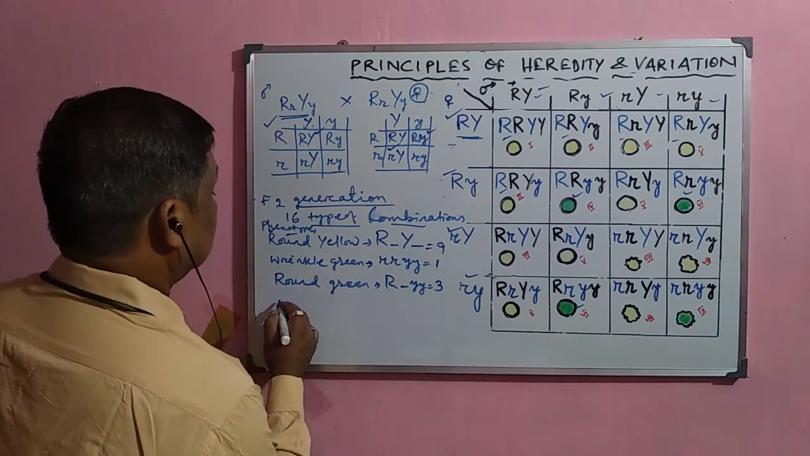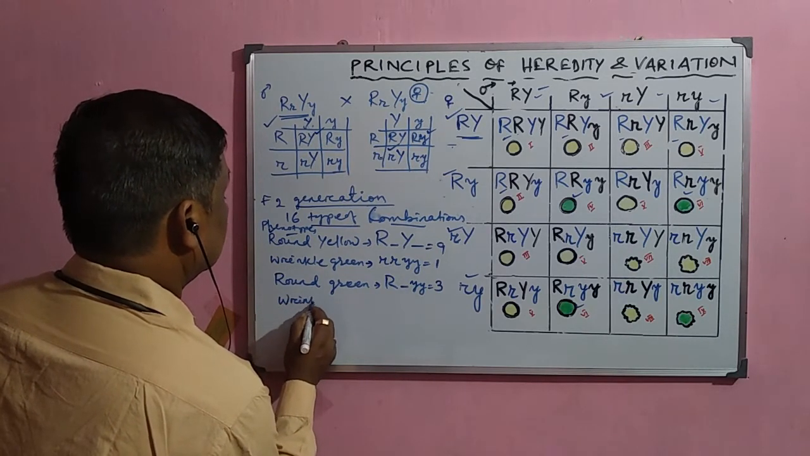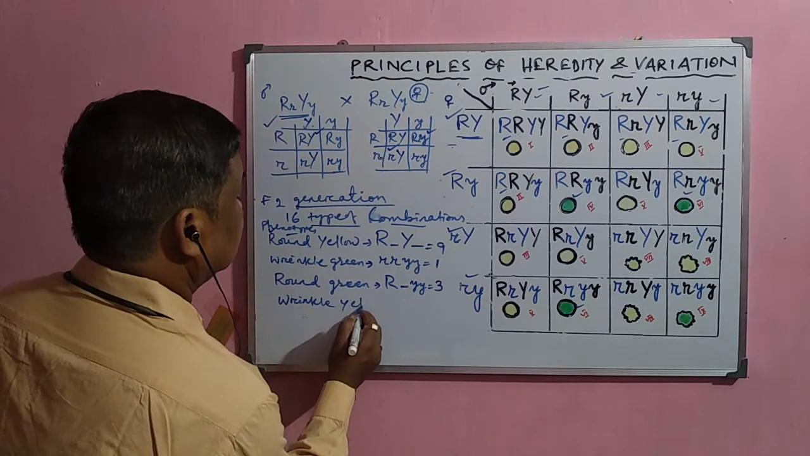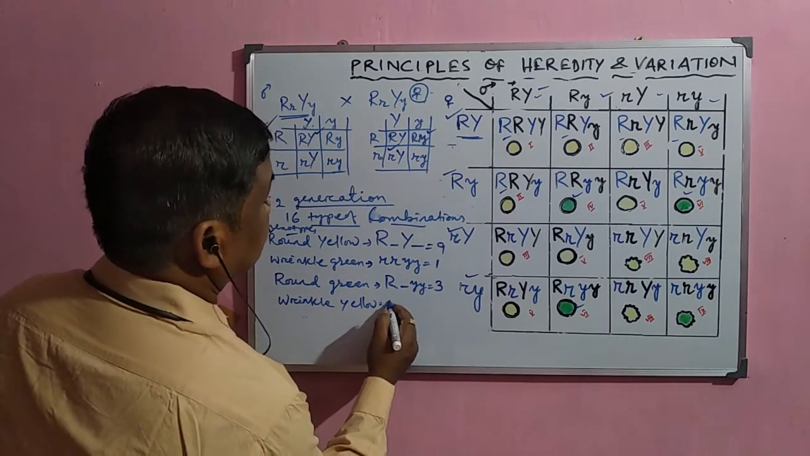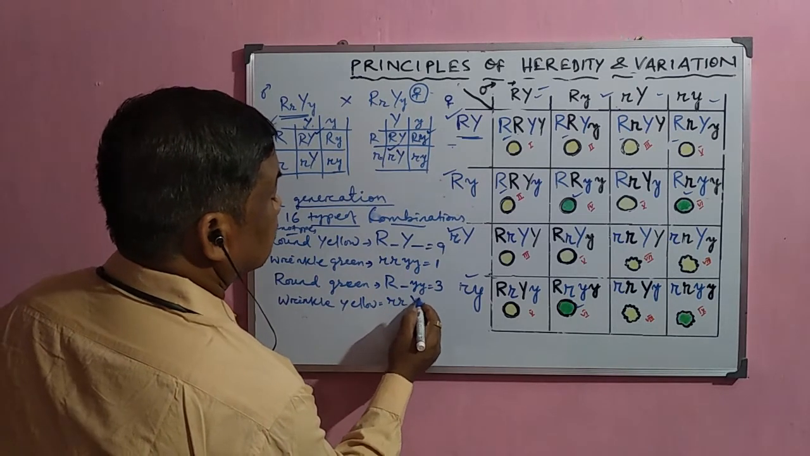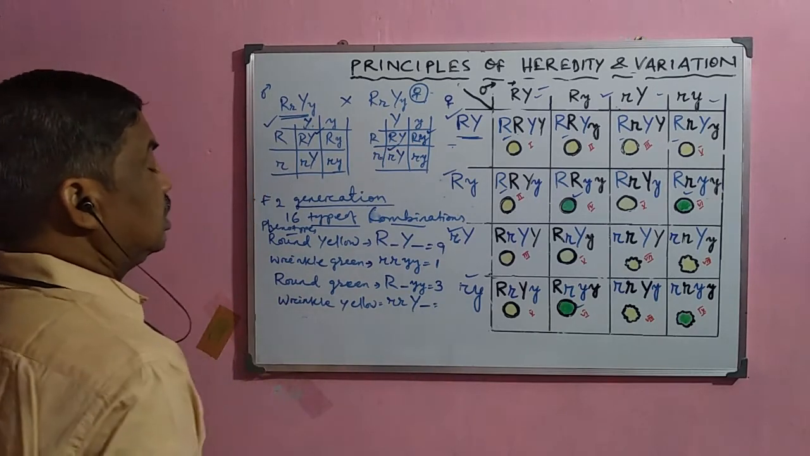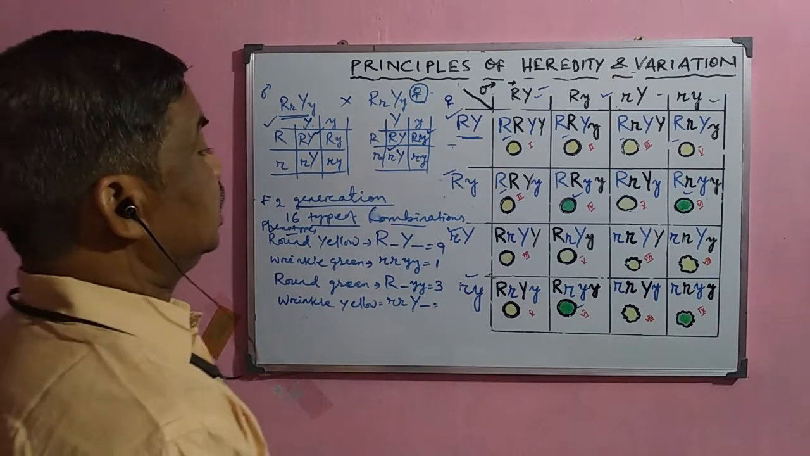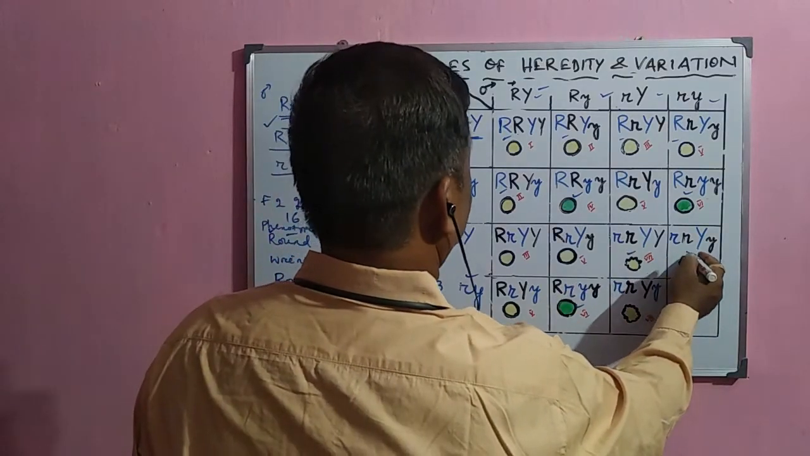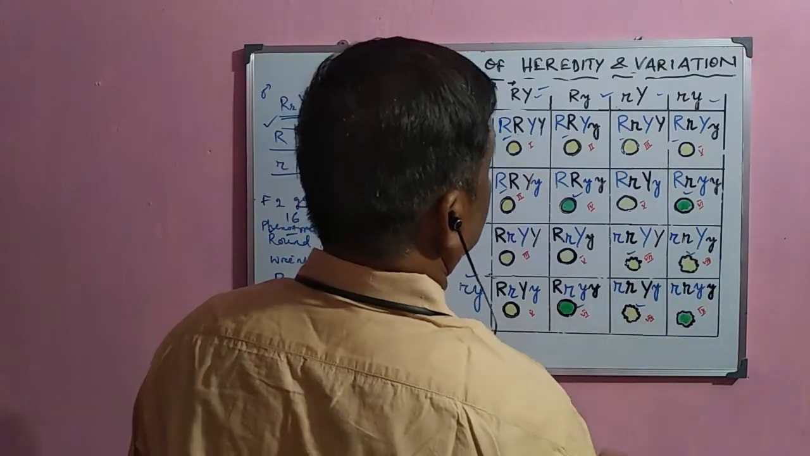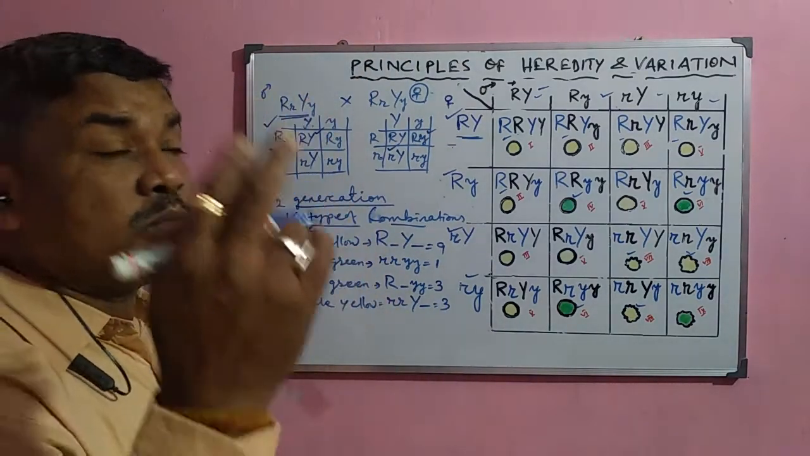Now another one is called wrinkled yellow. Wrinkled and yellow variety. Wrinkled yellow means what? Small r small r, capital Y, and another one either small y or capital Y. Now the wrinkled yellow: this is one wrinkled yellow, 2 wrinkled yellow, and another 3 wrinkled yellow. So 3 wrinkled yellow are found. These are the 2 new combinations.